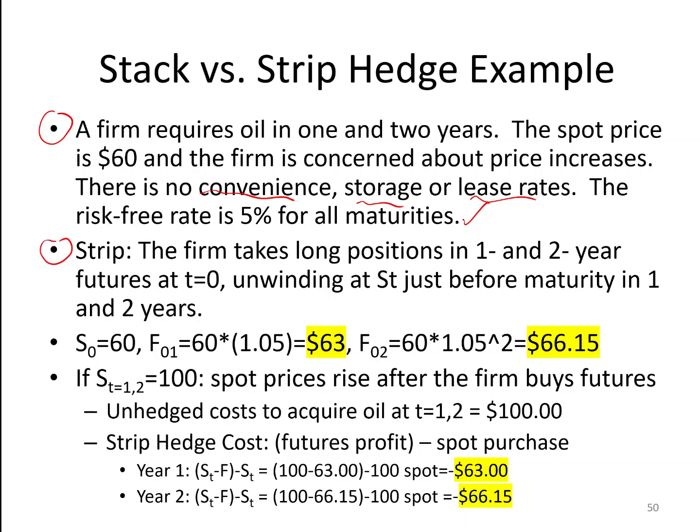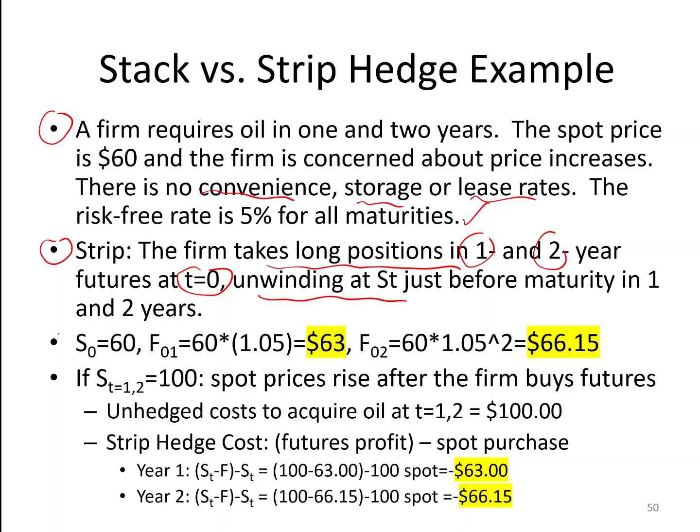So here's the strip hedge. The firm takes a long position in the 1 year and the 2 year futures at time 0. So today they enter into a 1 year contract and a 2 year contract. And then they're going to unwind the 1 year contract just before maturity and then the 2 year contract just before maturity.